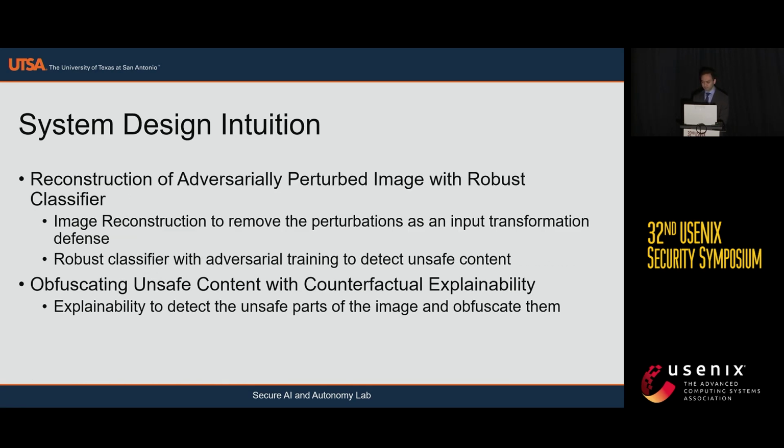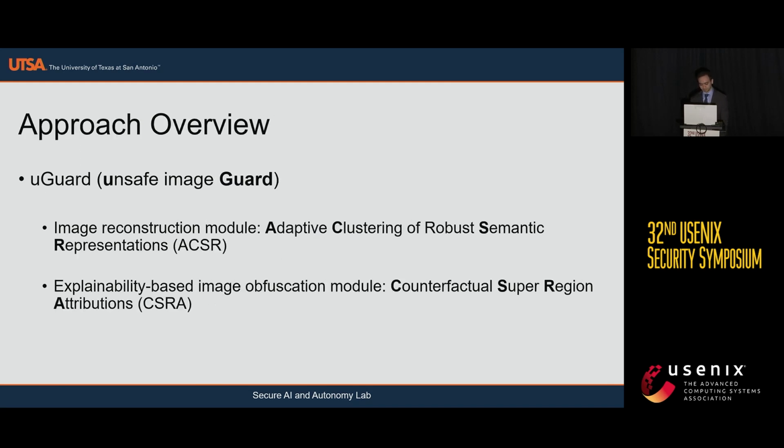Following our motivation, we designed an image reconstruction system to first remove adversarial perturbation as an input transformation defense, where the cleaned input is then sent through a robust classifier. Then, explainability will be used to detect the unsafe regions in the image to obfuscate them.